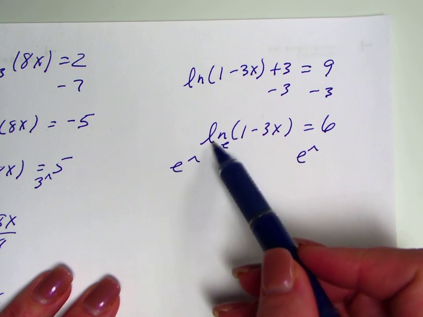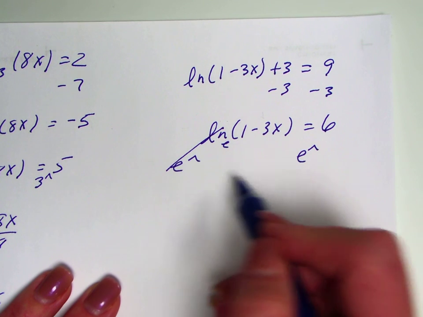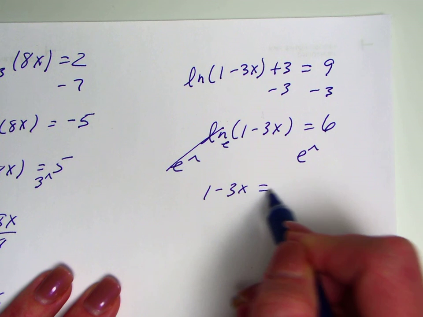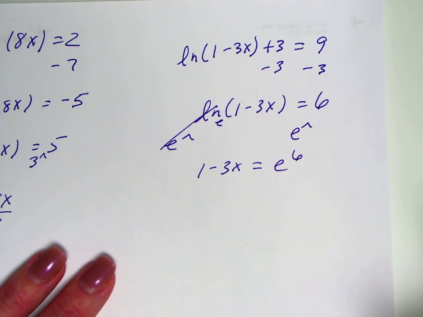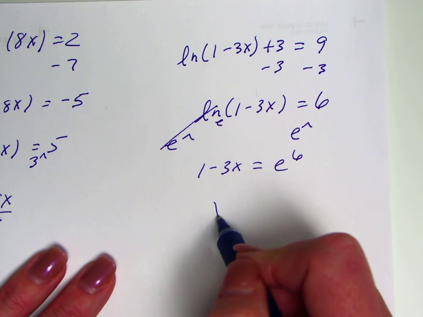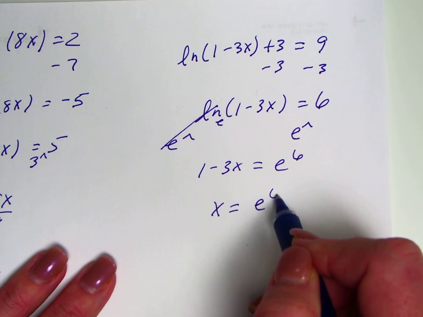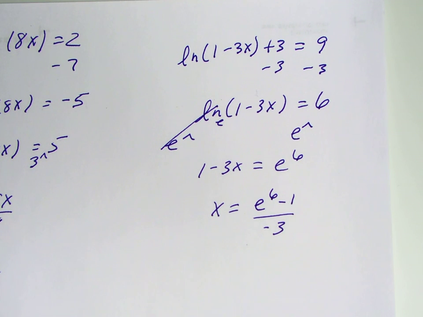So e to the natural log is 1. The power rule brings it to the front, so we have 1 minus 3x equals e to the 6th. And then we just solve it. Subtract 1 and divide by negative 3. So then we get x equals e to the 6th minus 1, divided by negative 3. So you just have to remember e and natural log go hand in hand.